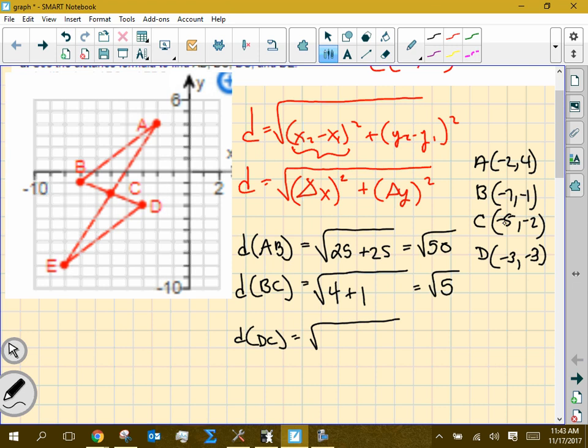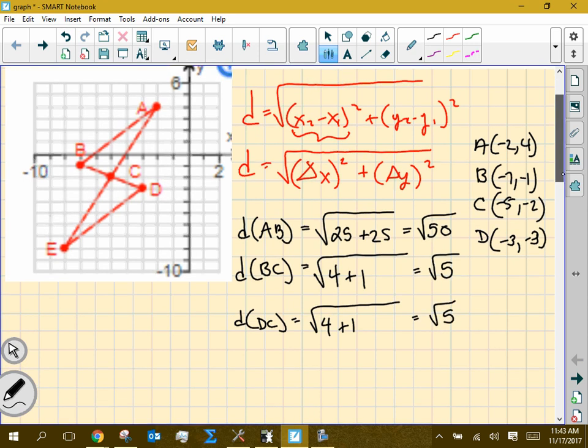So subtract my x's. -5 minus -3 gives you 2. After I square it, right? -5 minus -3 gives me 2. Square that gives me 4. -2 minus -3 gives me 1, right? Square that, you get 1. So there I get radical 5.